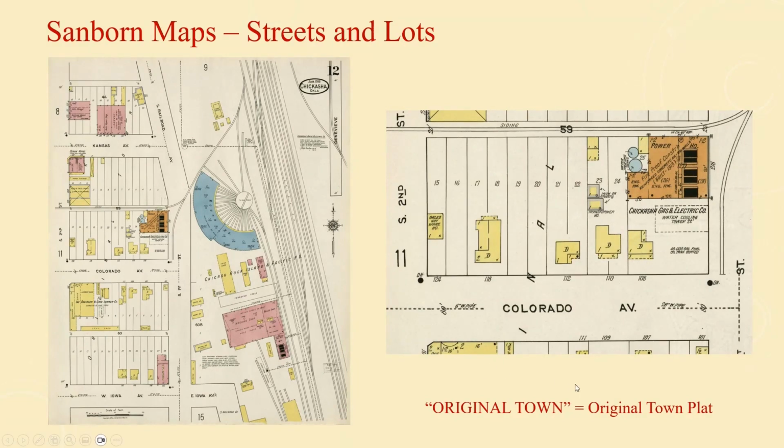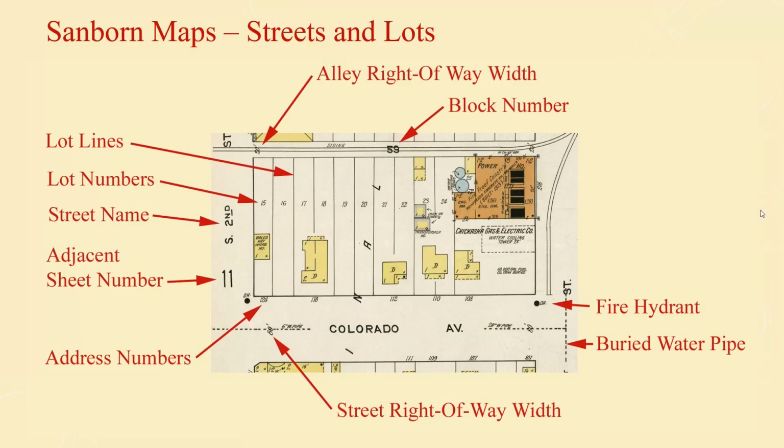You'll also have indications showing water lines under the street, and what size they were. Over in the corners here, we have a black dot. That's a fire hydrant. It says DH there because that indicates a double hydrant.